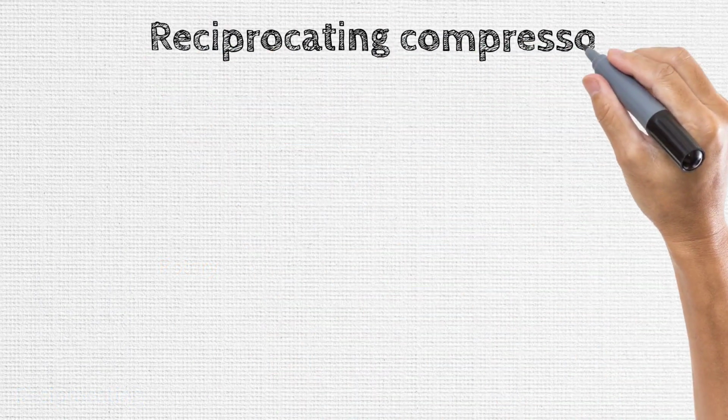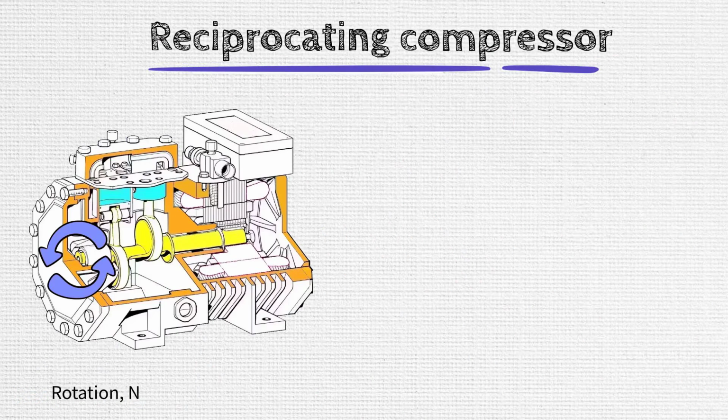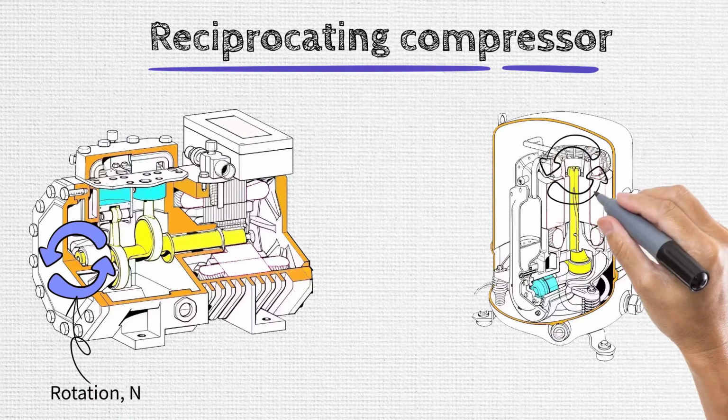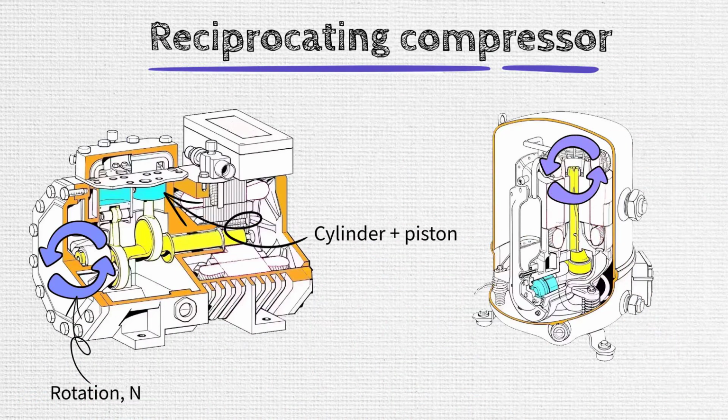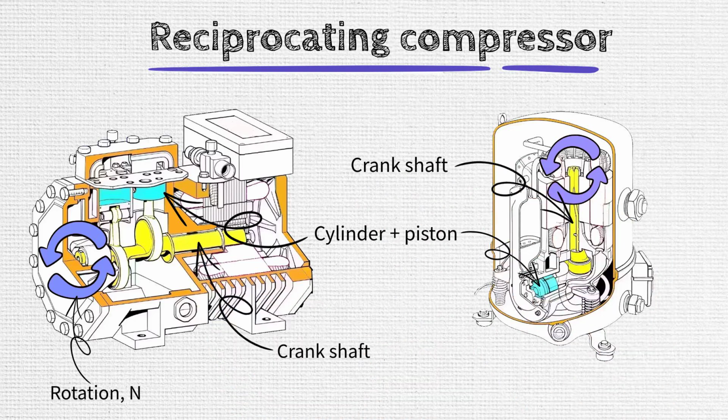A reciprocating compressor is a compressor that functions by changing the rotational movement of a crankshaft into the reciprocating motion of the pistons within cylinders. These compressors are classified in a number of ways: by cylinder arrangement, by number of cylinders, by type of crankshaft, by construction, open drive, semi-hermetic, or hermetic.